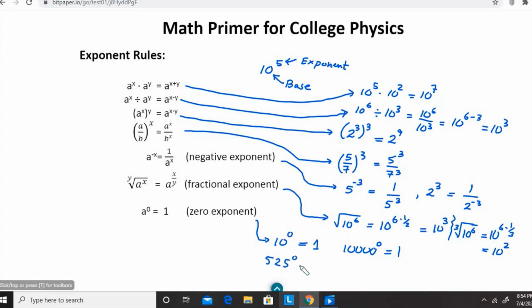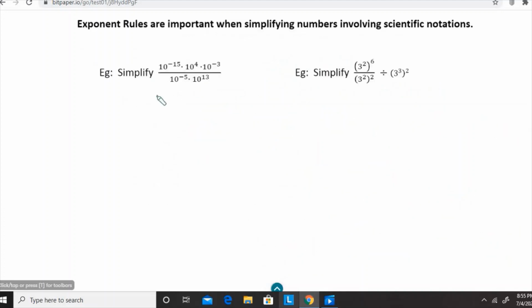525 raised to the power 0, still it's going to be 1. So these are some of the most important exponent rules that you should know, that will definitely help you when it comes to simplifying mathematical expressions. Now let's do some examples.